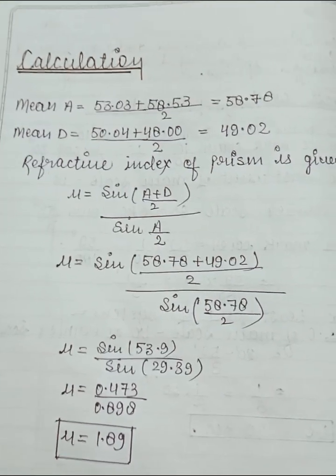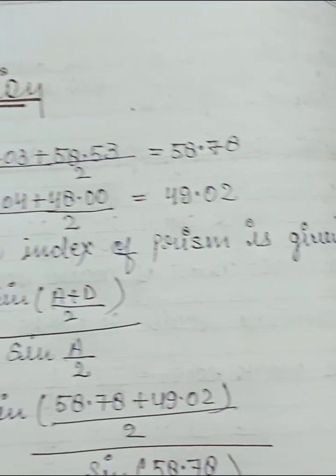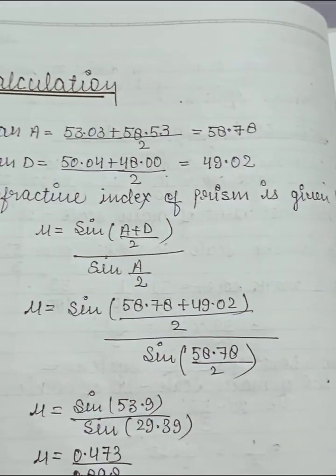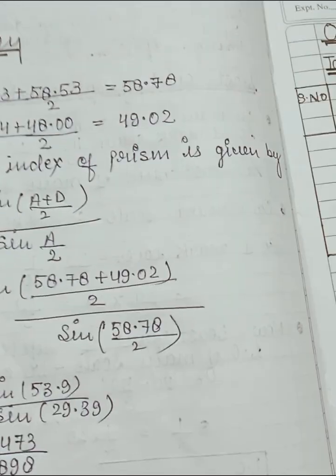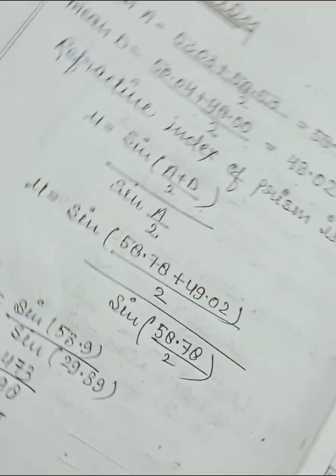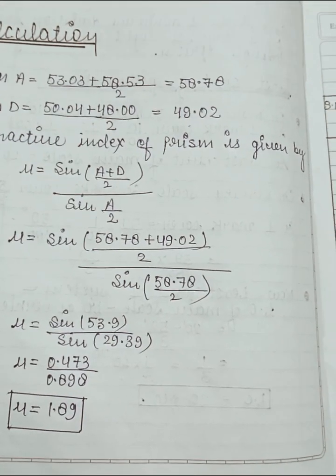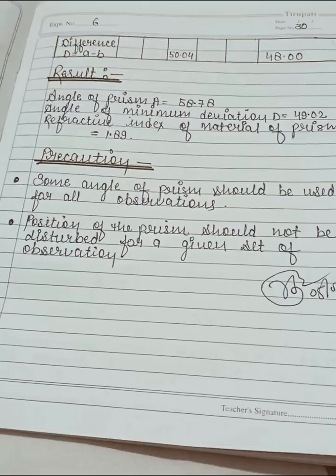Calculation: using the measured values of the angle of prism and the angle of minimum deviation, substitute in the formula to calculate the refractive index. Mu is equal to 1.89.